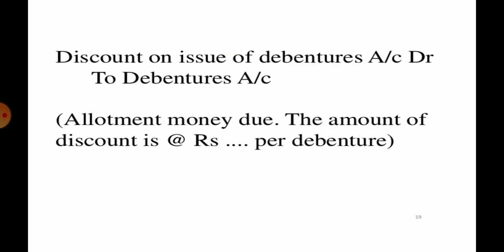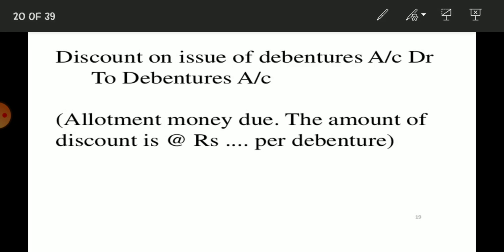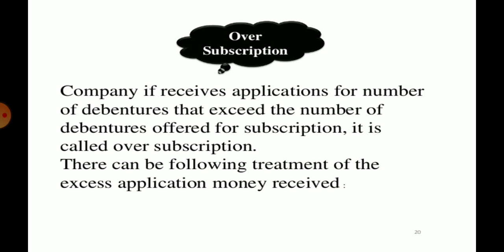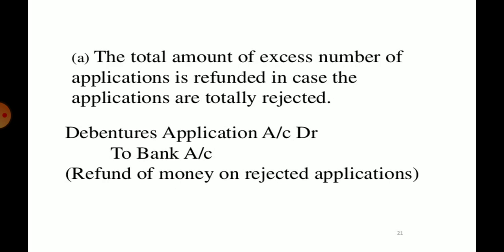Discount on issue of debenture: the entry will be debit to discount on issue of debenture account. Right? Okay. Oversubscription. If the company receives applications for a number of debentures that exceeds the number of debentures offered for subscription, it is called oversubscription. The following treatment can be given to the excess application money received. The total amount of excess application is refunded in case the application is totally rejected.